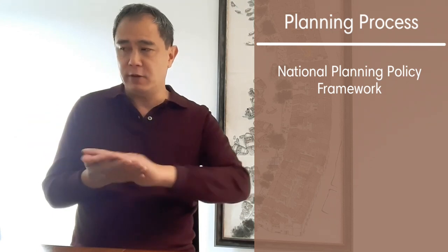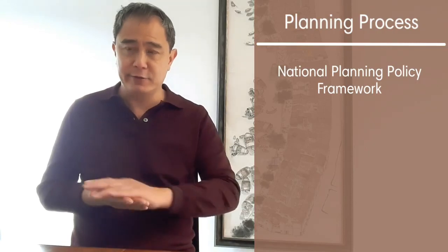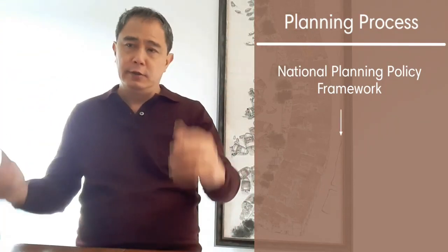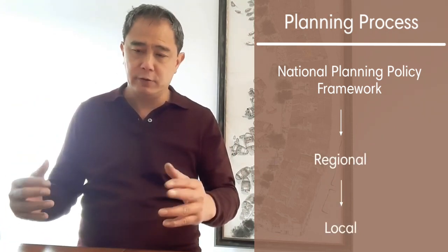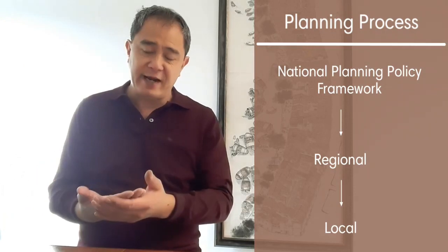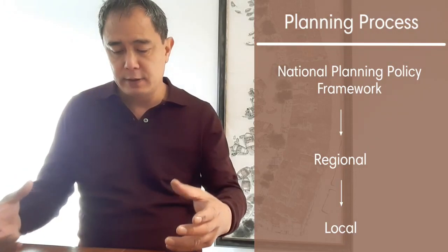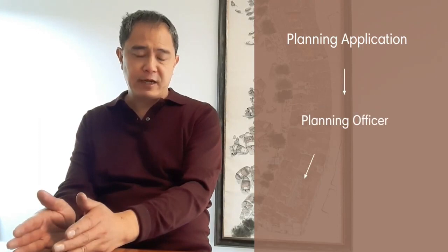So there will be a policy on the environment, on the landscape, on historic buildings, on townscapes, on transport, etc. So this is set at the national level, and it filters down to the regional level and then down to the local level. Local authorities will then take the national planning policy framework and set it for the local context.